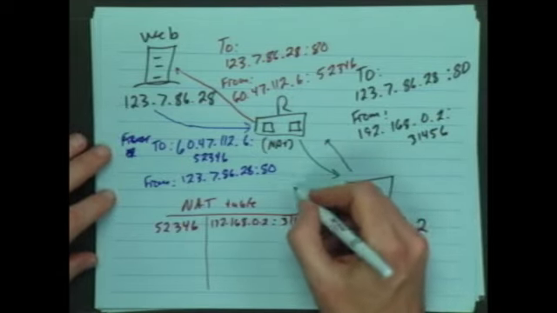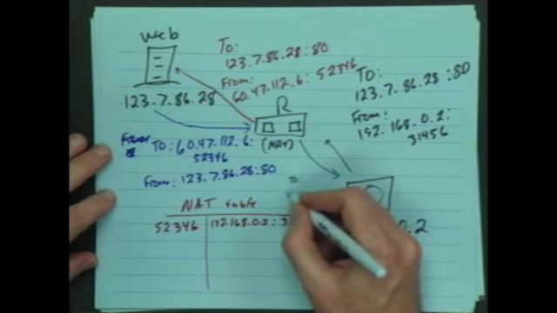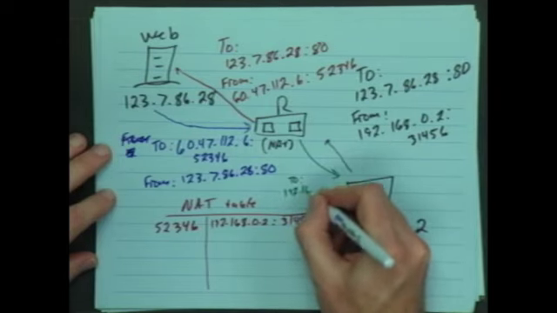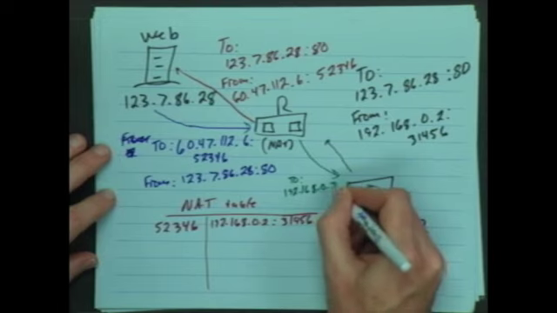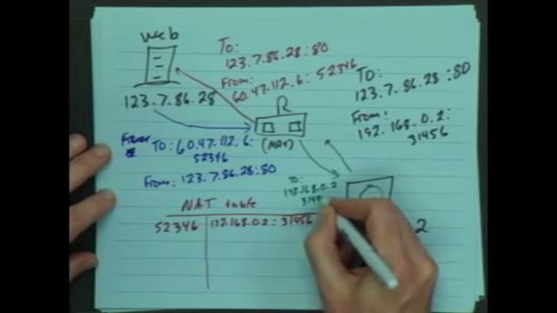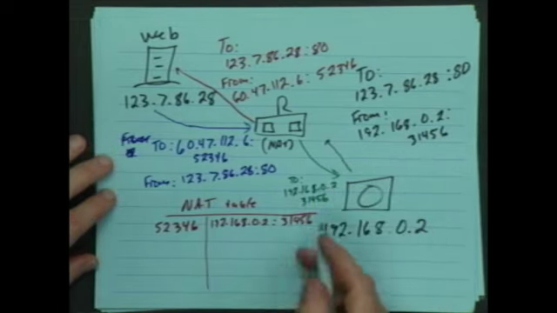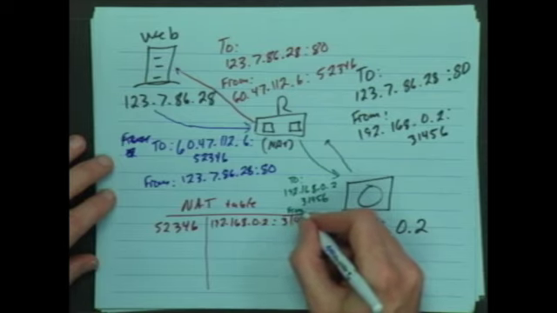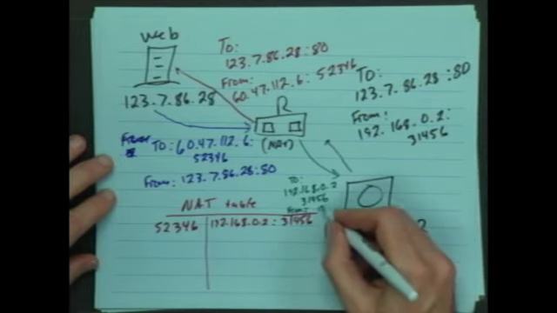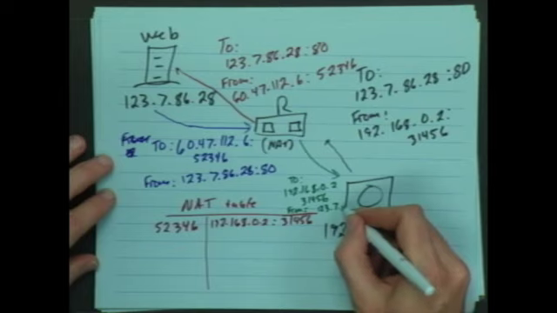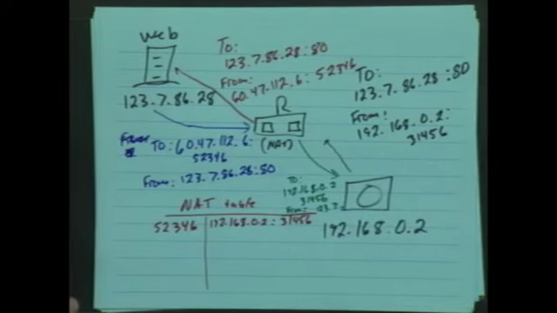And now it's going to be to 192.168.0.2, port 31456. That's what it looked up in its table. And it's still from the web server, 123.7, and so on. I'm not going to write all that. This is not fitting, sorry. And you'll see where the network address translation comes along.